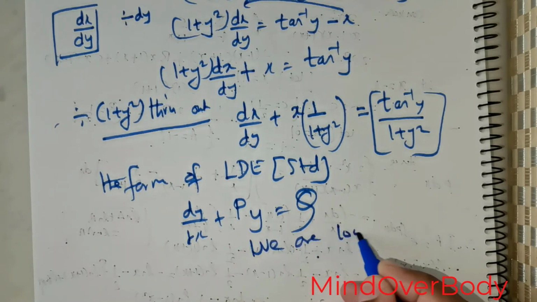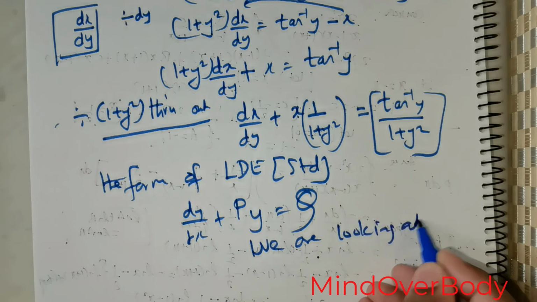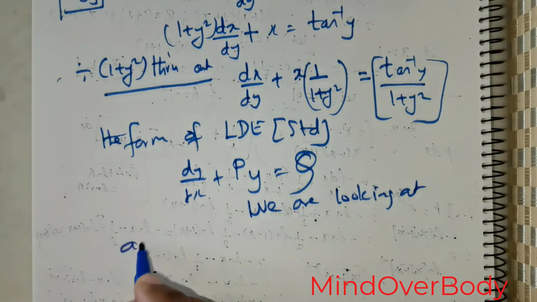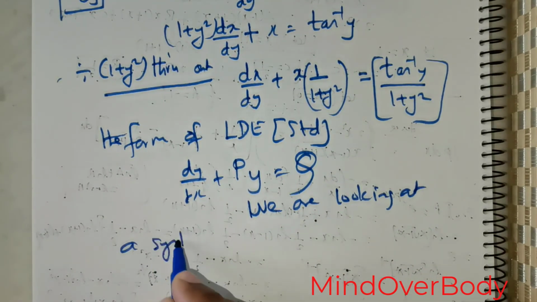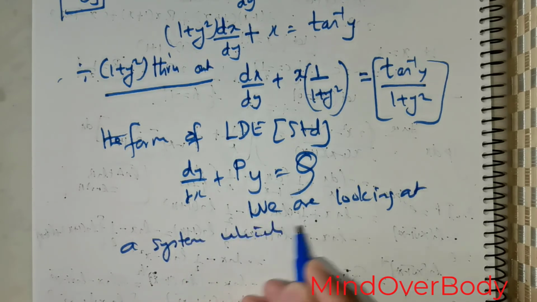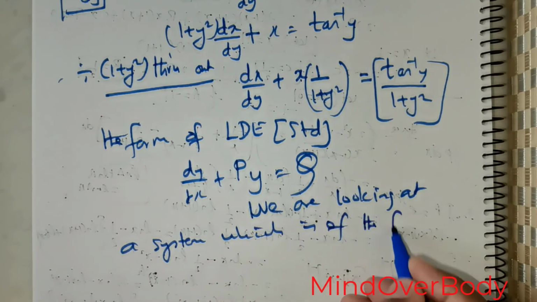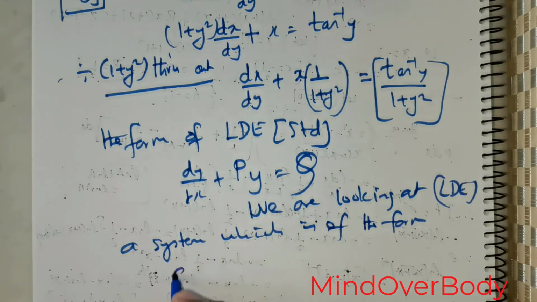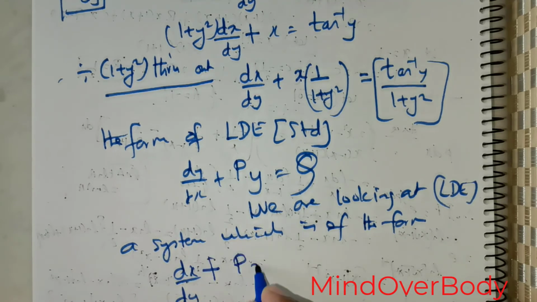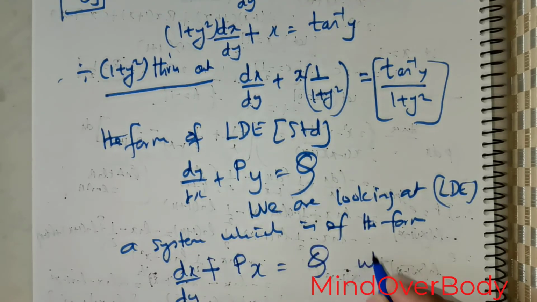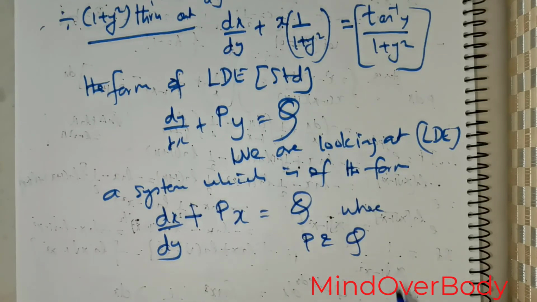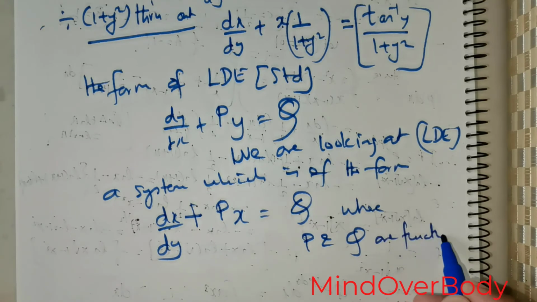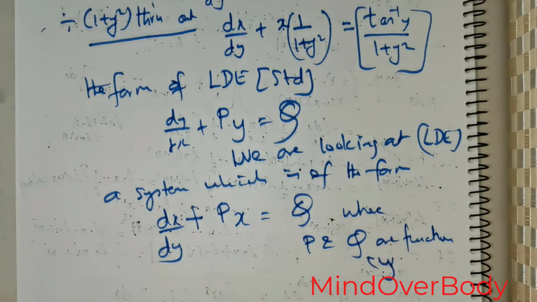We are looking at a system which is of the form, when I say I'm talking about LDE, linear differential equation, which is of the form dx over dy positive p times x is equal to q, where my p and q are functions of not x but y, right?